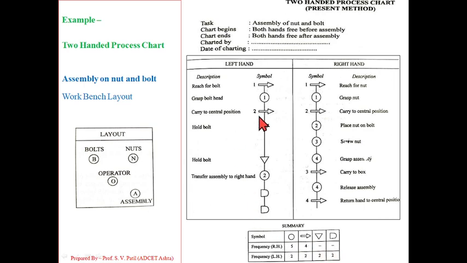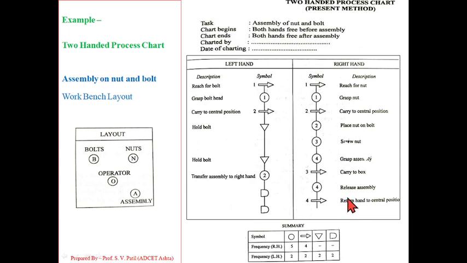If we go for the left hand, the operation symbol is used twice, that's why we have the number 2 over here. Then the transportation symbol we are using 2 times. Then this inverted triangle, which is indicating hold, is used 2 times, and delay is used 2 times. So this is the way through which we are supposed to prepare the summary.